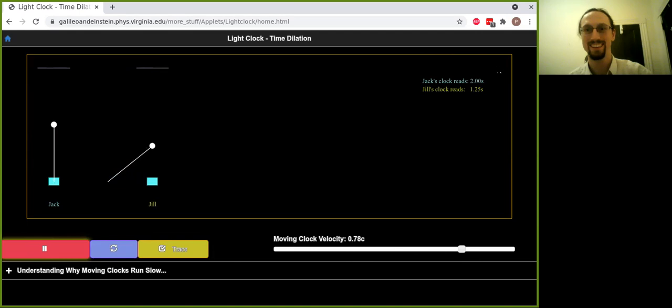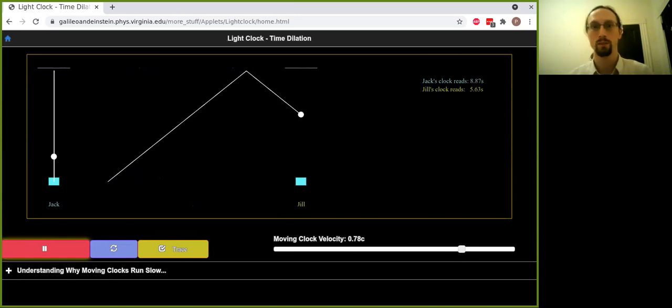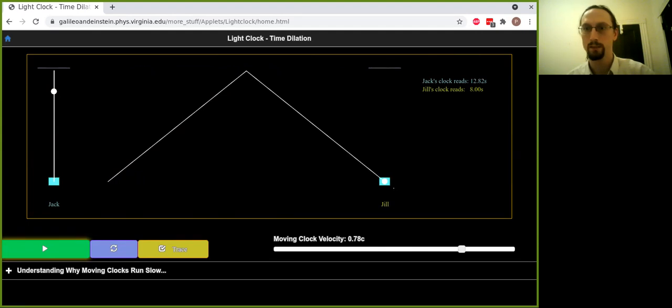And we see that Jill's light clock is taking a lot longer to tick. The duration of a tick is much longer as we observe it. And so one whole tick took 12 seconds as the stationary observer was reading it.